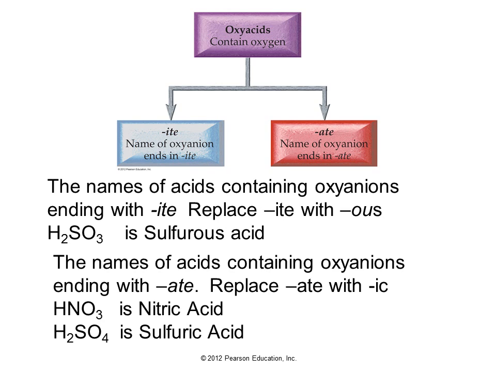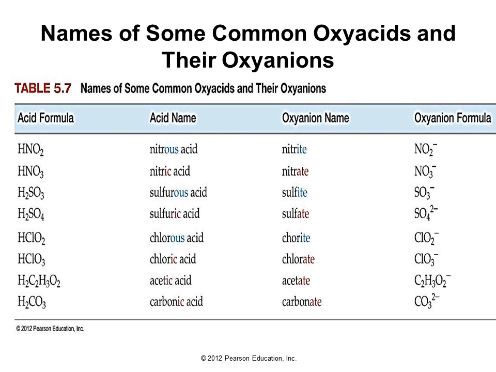Please note that you don't begin with hydro. This is nitrate, so it becomes nitric acid. This is sulfate, so it becomes sulfuric acid. Sulfite, so it becomes sulfurous acid. Here's a table that you can refer to in your book for the names of these oxyacids.